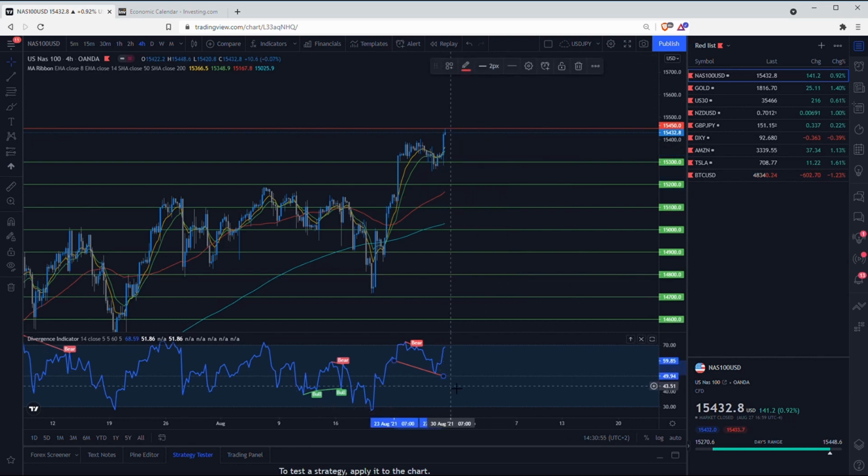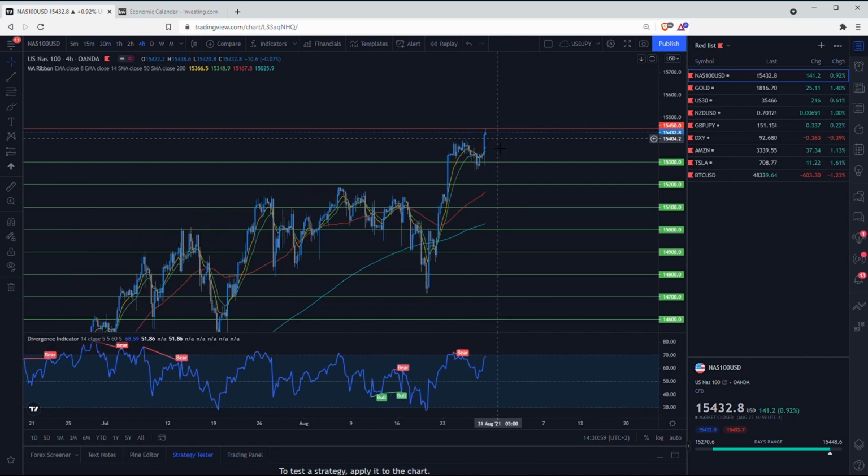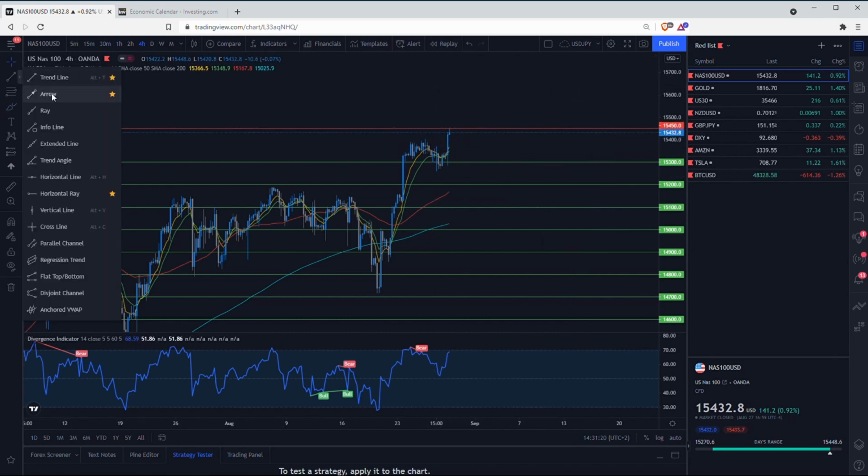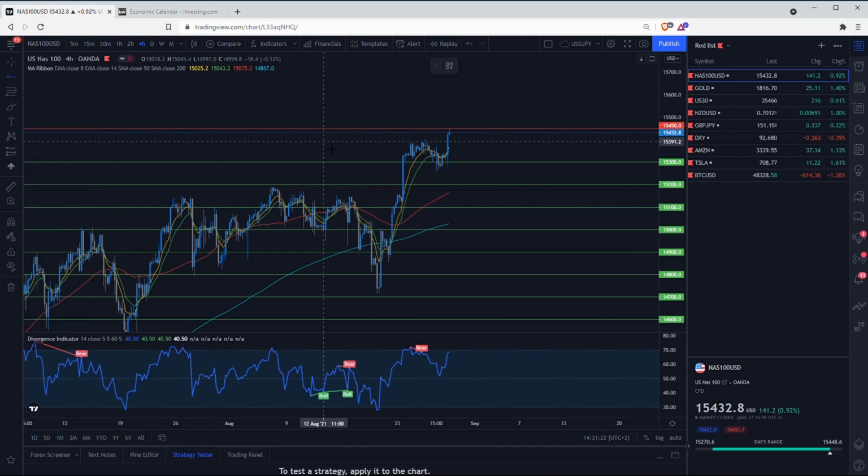So all we're going to wait for here is a retest of some kind. So a nice rejection of the 15450 area. So what we're looking for is something like this and up, right? Or we are looking for something like this and up, right? So you have two options here, guys. The first option could be, we put a line here.